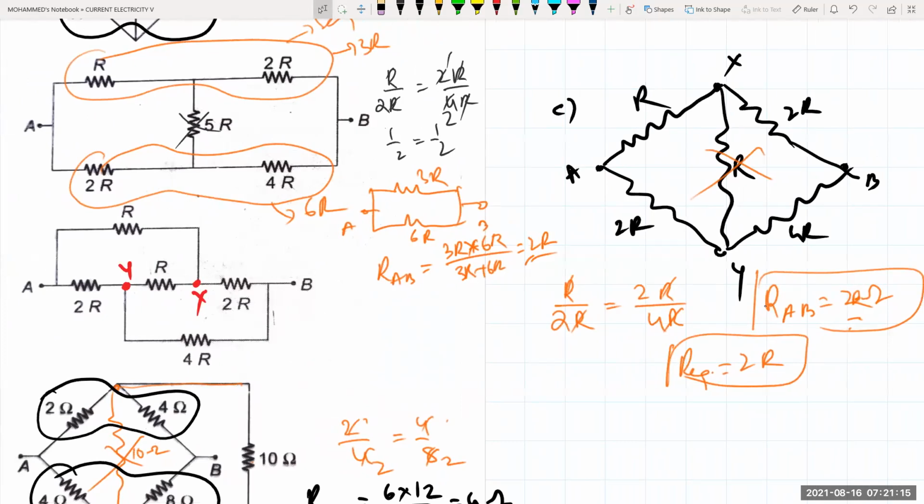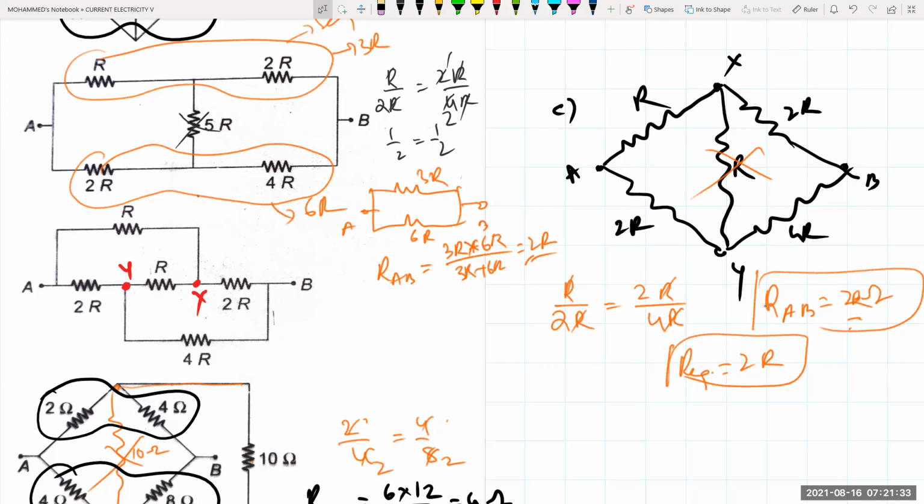See here. Between A and X, there is one resistance. Between A and Y, there is another resistance 2R. Then between X and B, there is another resistance 2R. Between Y and B, there is another resistance 4R. And between X and Y, there is another resistance. Is it forming a Wheatstone bridge or not?